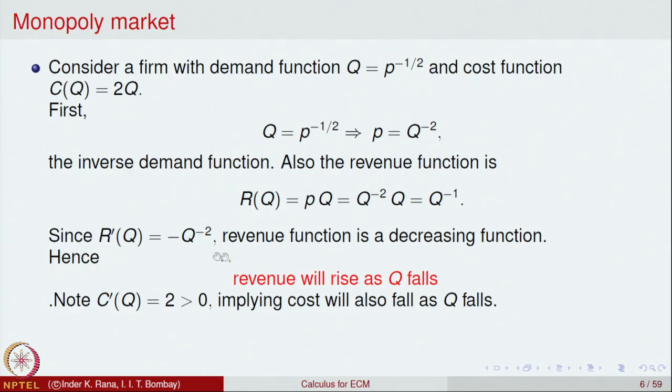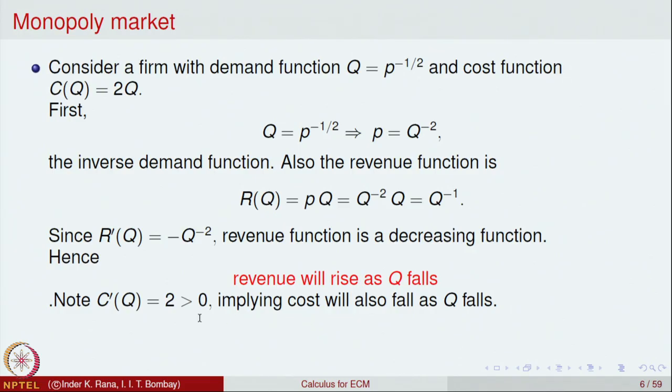We are deducing this from here, look at it. Revenue is equal to 1 over q. So, if q falls, that means q becomes smaller, 1 over q is going to become bigger. So, revenues will rise as q falls. That is a conclusion from this equation. This only says that it is a decreasing function. The marginal cost is equal to 2, implying that cost will also fall as q falls.